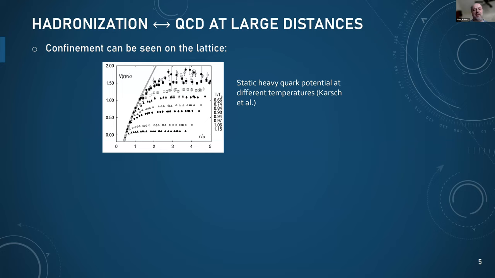There are these famous lattice plots where they basically put two relatively heavy quarks on the lattice, and then they measure the potential or the free energy as a function of different distances. And then you see that unlike a Coulomb potential, which would vanish or not rise forever as a function of distance, you find that you have an energy that basically goes to infinity.